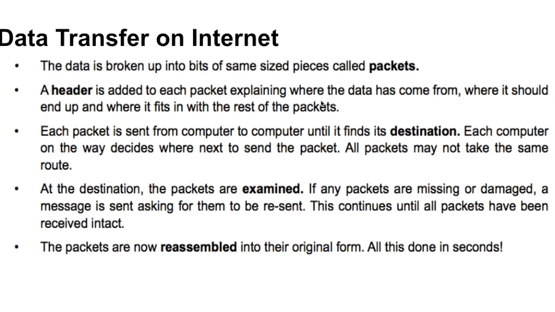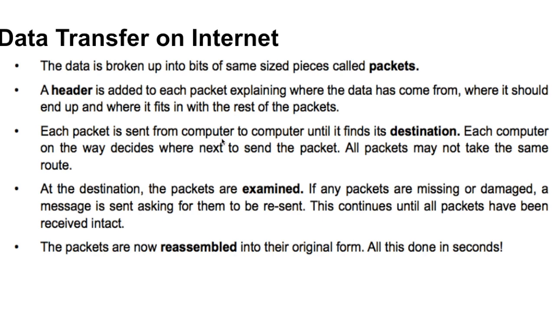Each computer on the way decides where next to send the packet. Your information is sent to one computer, and this computer will check what the address is. It will check the address of this friend, the email address or phone number of this friend, and then it will send it on to the other computer. Again that computer will check.